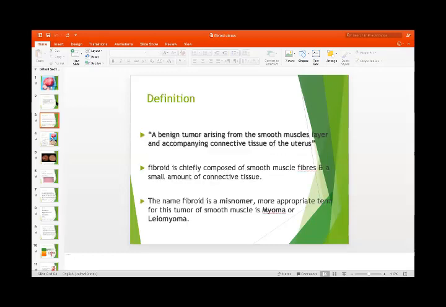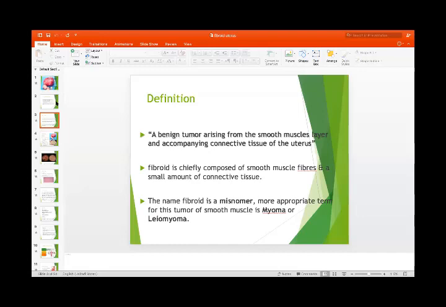What is a fibroid? It is a benign tumor arising from the smooth muscular layer of the uterus. You already know that the uterine wall is composed of the endometrium, the central layer, the myometrium, and the outer layer, the perimetrium. So this benign tumor arises from the myometrium and accompanying connective tissue of the uterus. A fibroid is chiefly composed of smooth muscle fibers and a smaller amount of connective tissue.